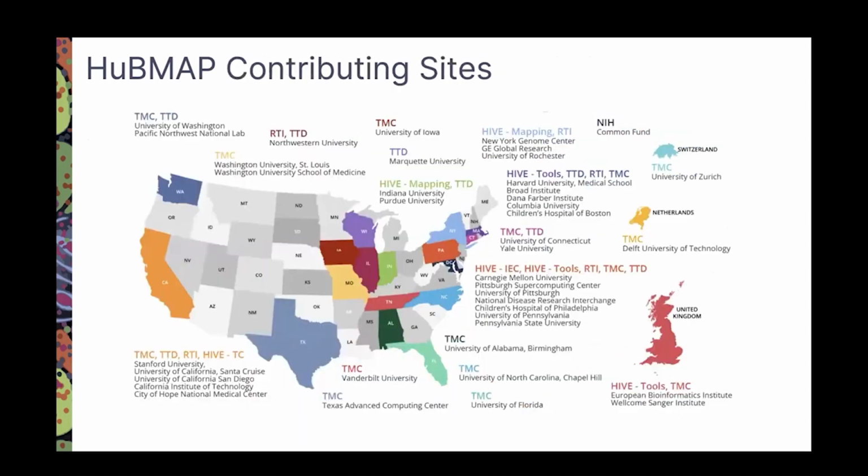And these groups really represent institutions from across the United States and around the world, as highlighted here on this map. So many of the states are represented, as well as research groups in Switzerland, Netherlands, and United Kingdom. So it really is becoming even more so a worldwide effort to generate these molecular atlases.